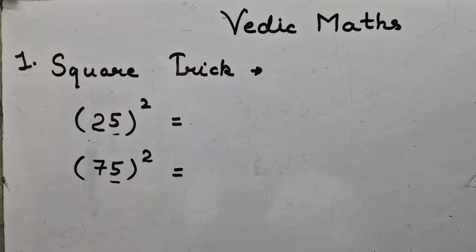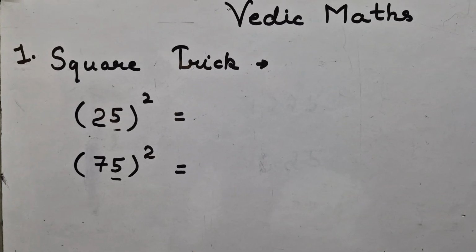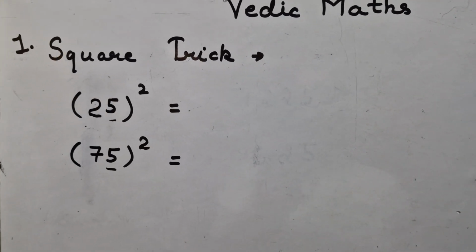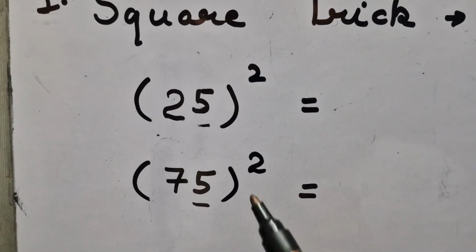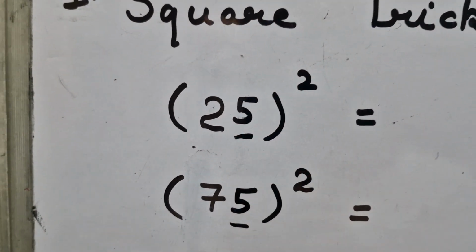So firstly I want to share square trick with you. अगर आप किसी नंबर का स्क्वायर फाइंड आउट करना चाहते हो, फॉर एग्जांपल यू आर हैविंग द नंबर 25. So what will be the square of 25?